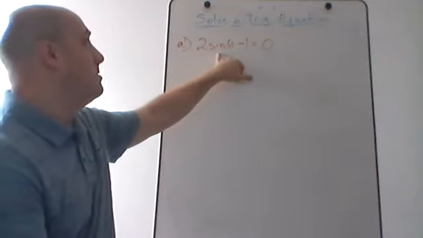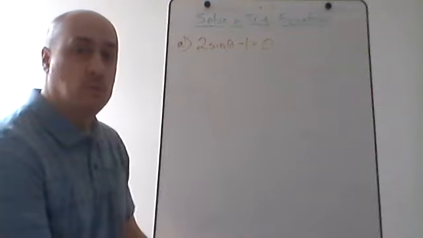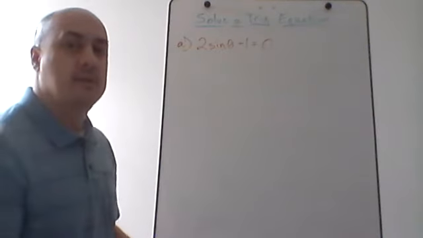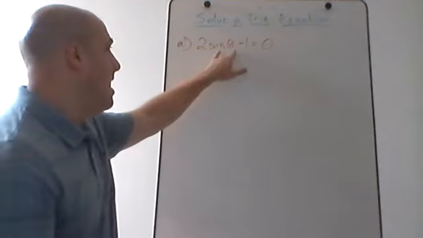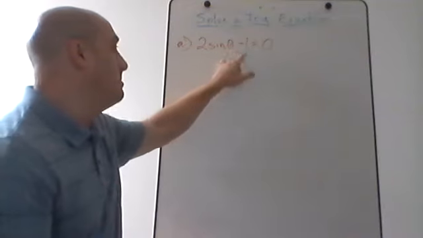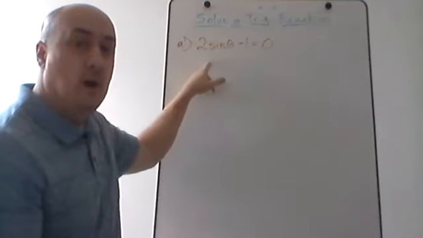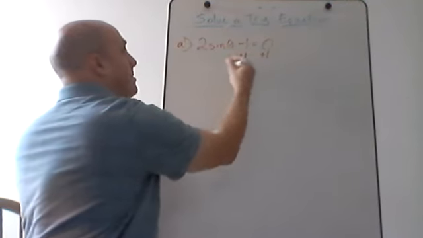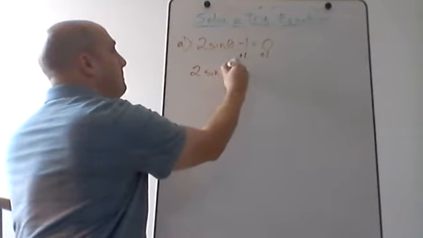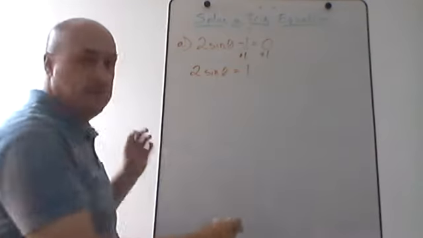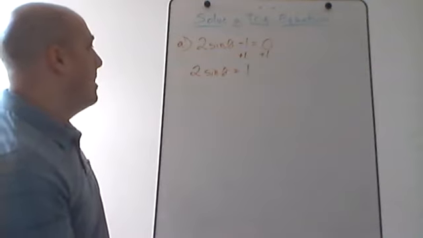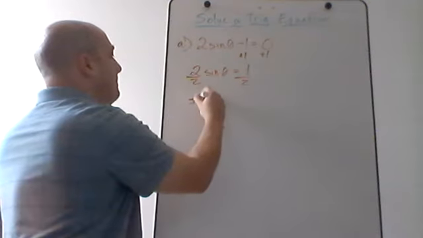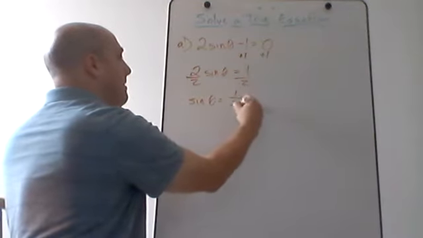So the first example here: 2 times sine of theta minus 1 equals 0. The first thing I need to do if I'm solving a trig equation is isolate the trigonometric term. So this sine theta, I need to get that by itself, which means I need to add this 1 over here and then also divide by the 2. Let's start by doing that. Just like solving any other type of equation where we have to isolate something, I do that by adding, subtracting, and dividing to get things to the other side. So I add the 1 and then divide by 2, and I get sine of theta equals 1/2.